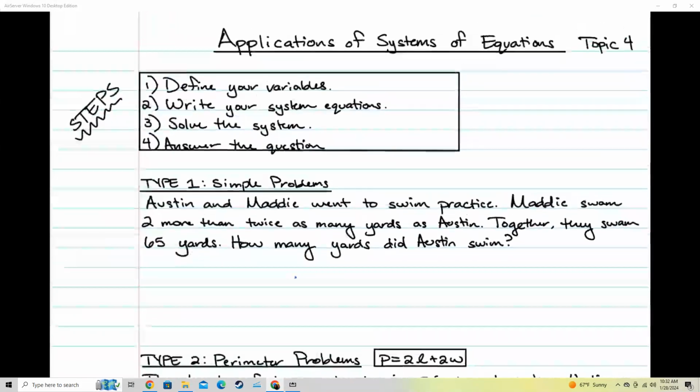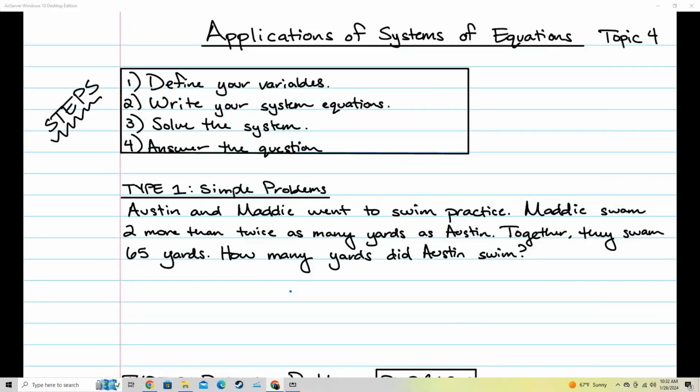So this is applications of systems of equations. There's going to be four different steps to applications. Basically, we're still working with systems of equations, which means you can still graph your answer. You can solve it by substitution or elimination. Where this changes a little bit, though, is now we're using word problems to attack these questions, right? Because it's a word problem, they don't give you the system. You have to come up with the system yourself.